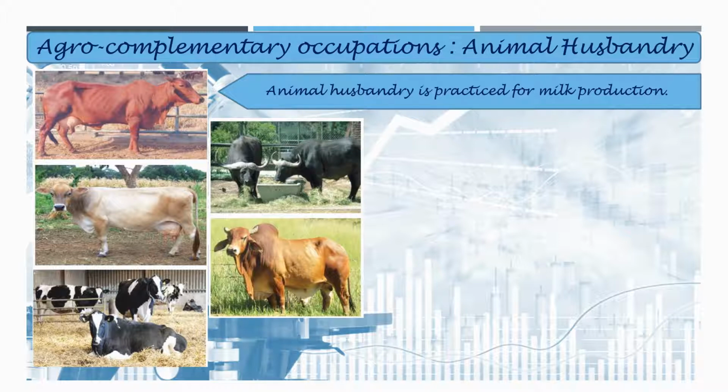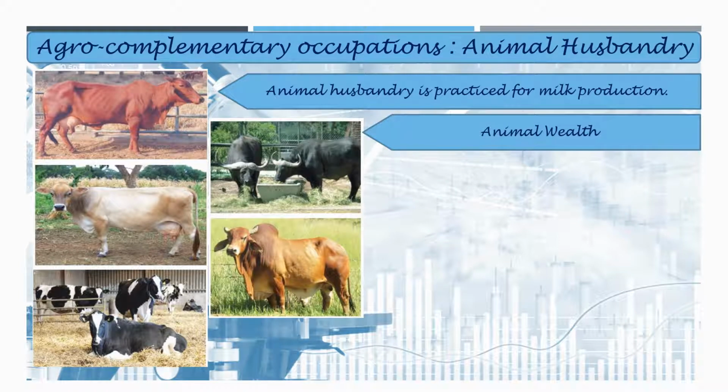And in animal husbandry, the number of cattle, their variety, total milk production, cleanliness in cattle shed, then arrangements for health care of cattle, etc. are taken into consideration. Now, cows and buffaloes are raised for milk production, and beasts of burden such as bulls and male buffaloes can provide us animal wealth.